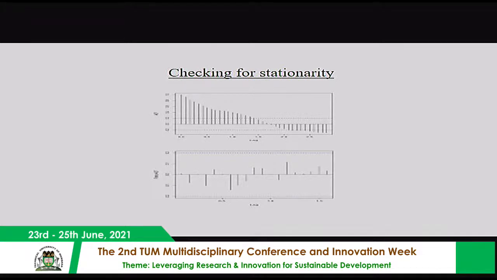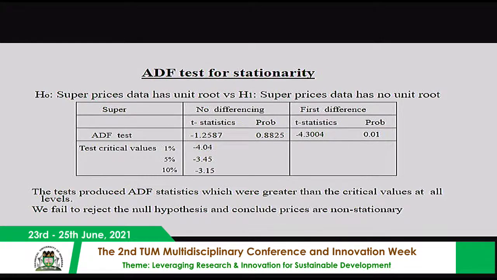So in ARIMA, the first point to check here was to see if that data is stationary. But from here, we found that the data is not stationary, as the lags do not die quickly, as you can see from there. So to make the data stationary, it has to undergo what is called differencing.